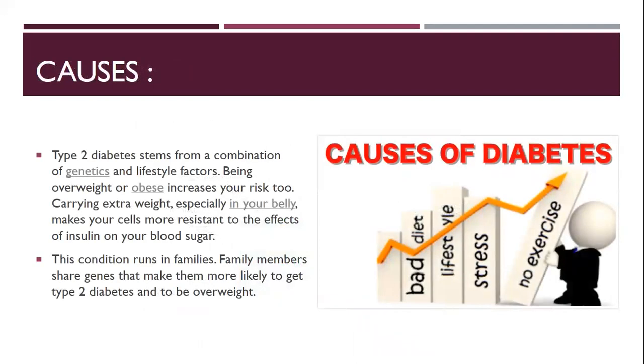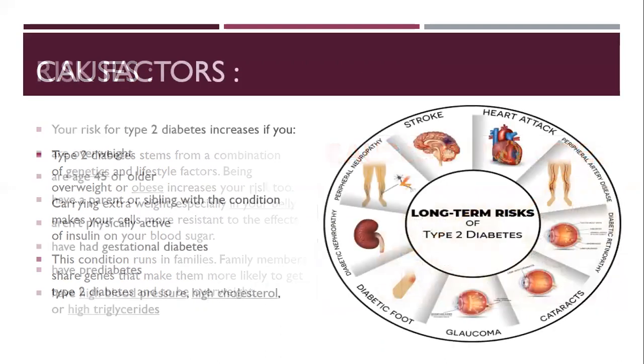Diabetes is a condition that runs in families. Family members share genes that make them more likely to get diabetes. Being overweight increases the risk of diabetes. Carrying extra weight in the belly makes the cells more resistant to insulin, so the effect of insulin on blood sugar will be insufficient.